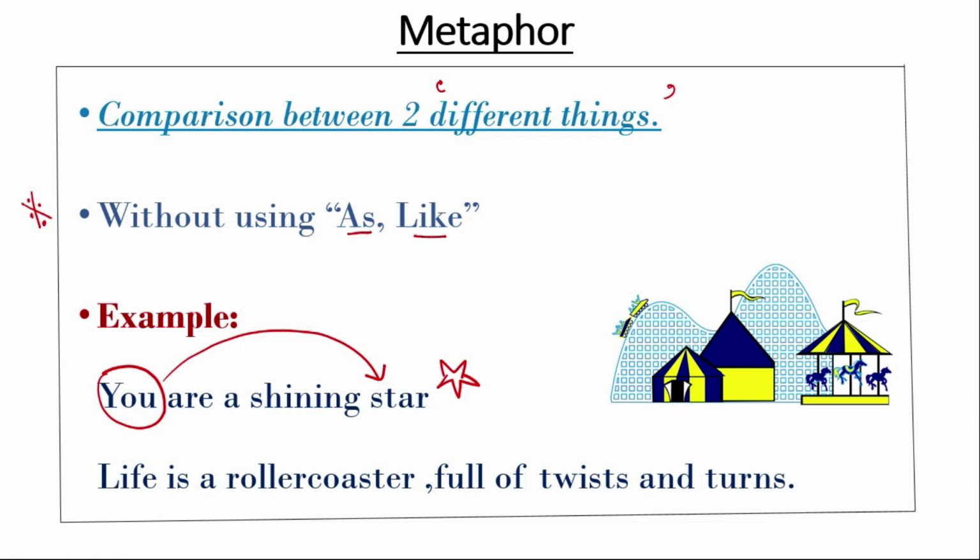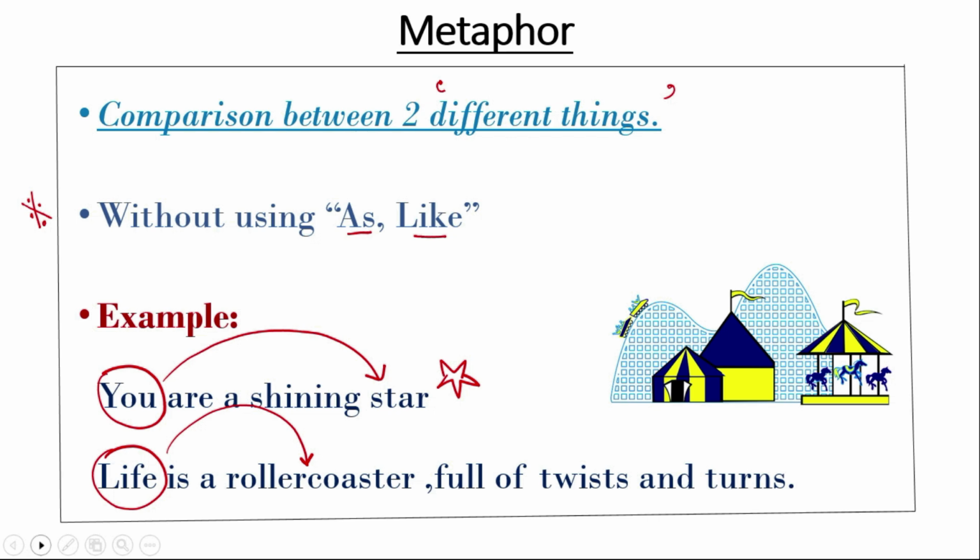Let's look at another example. Life is a roller coaster full of twists and turns. So, what has happened here? Life is compared to a completely different object, which is a roller coaster. So, there is comparison, and they haven't used the words like as and like. So, is this clear? This is metaphor. Very simple, isn't it? Okay.